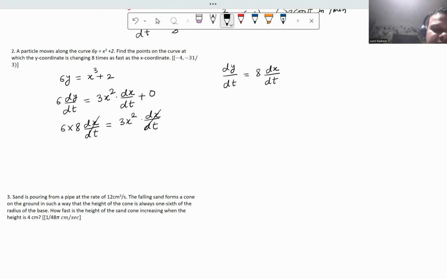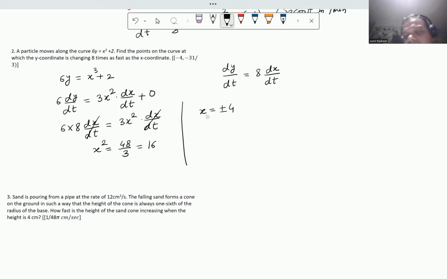You can cancel dx over dt from dx over dt. x squared equals what? x squared equals 6 times 8, which is 48, over 3. So this is equal to 16. If you take the square root, you will get x equal to plus or minus 4. So we have the value of x. It could be plus 4, it could be minus 4. We have only one answer in one of the options.